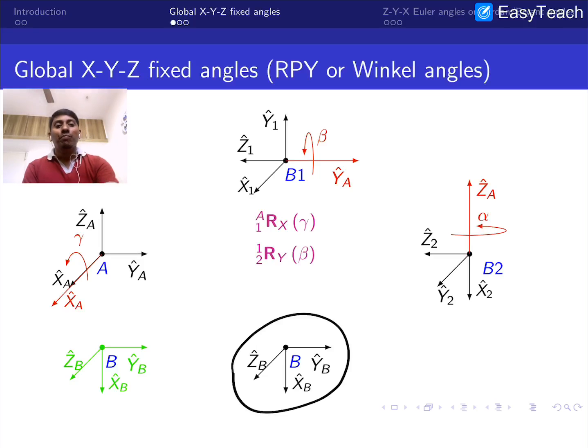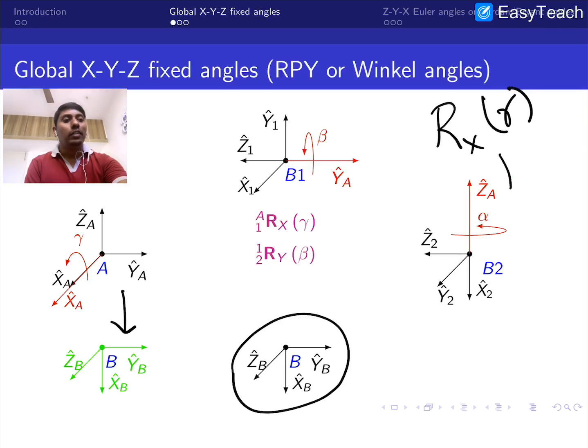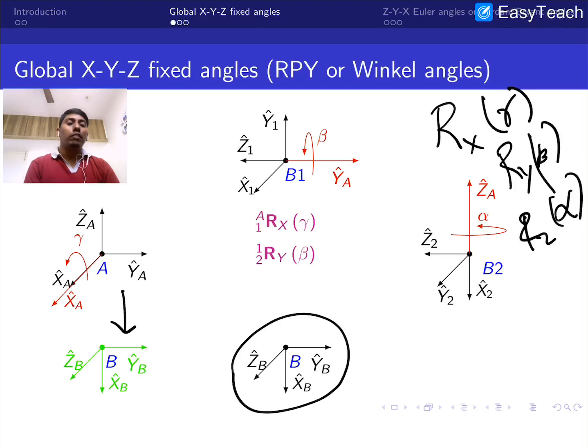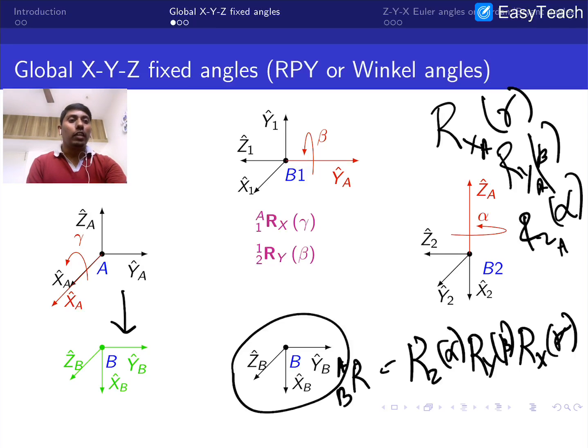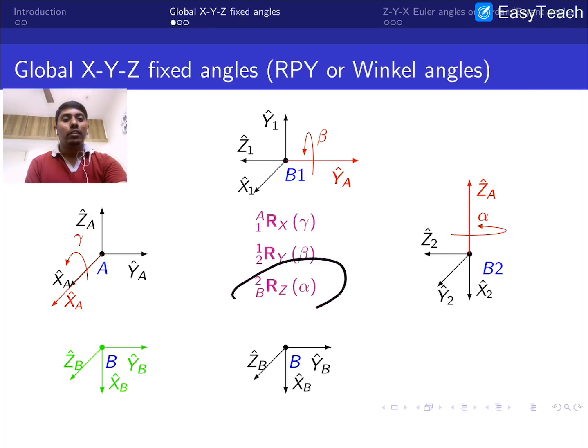So now you can see that in order to get this, the operations we have done are Rx gamma, then Ry beta, and Rz alpha, right? So these are the three operations we have done, but here it is all with respect to the fixed axis. So in the sense of what we know, for the fixed axis you have to pre-multiply, okay. So this is your rotation matrix. That is what we have done. Whatever those angles are, that is what we call the roll, pitch, yaw angles, or Winkle angles. That is what we have seen. This is the third operation we have done.